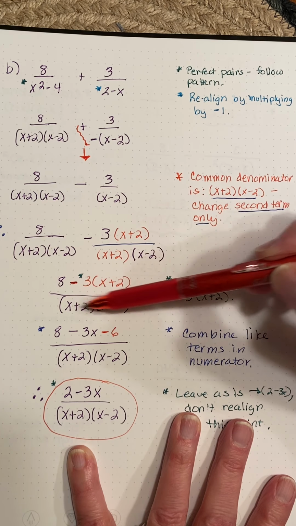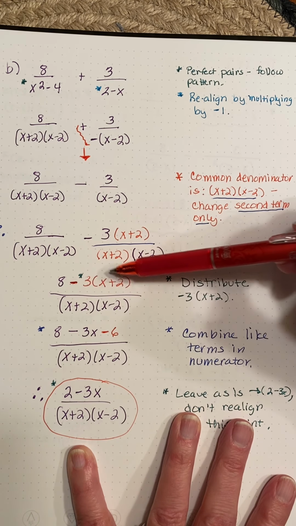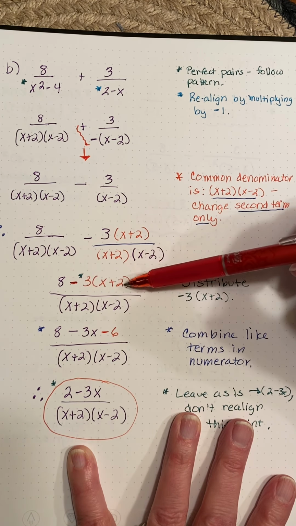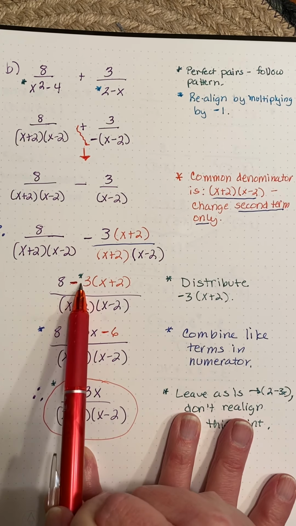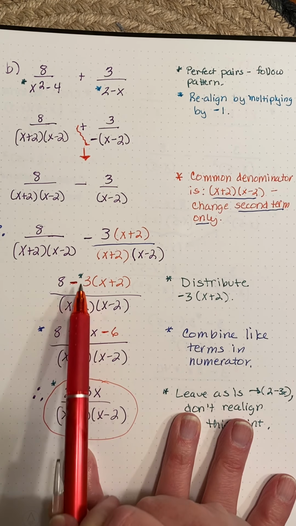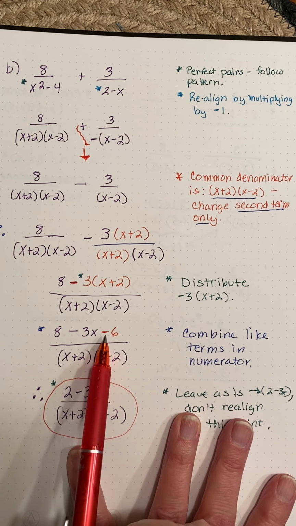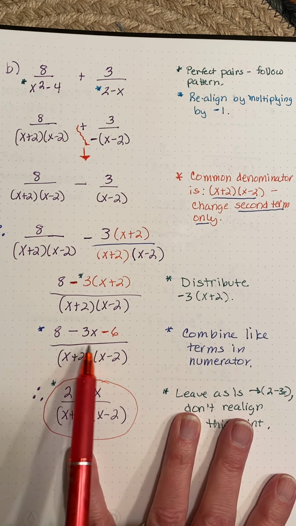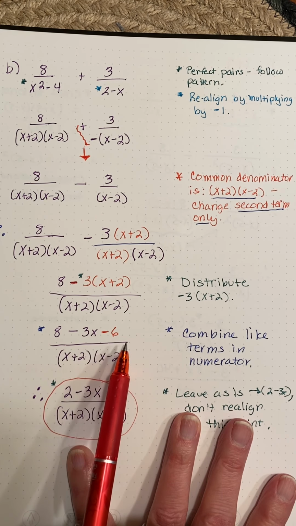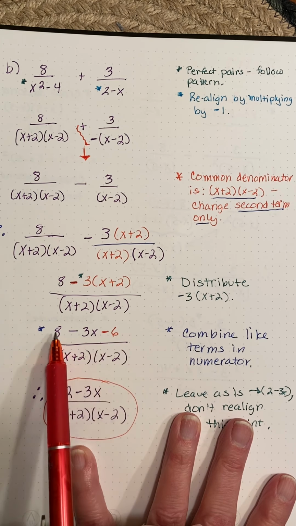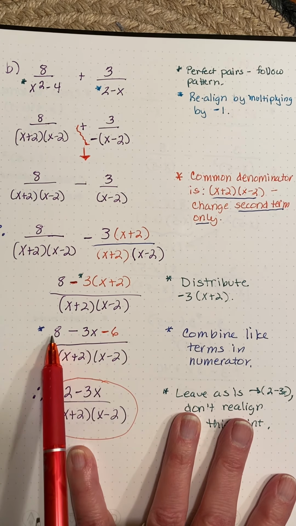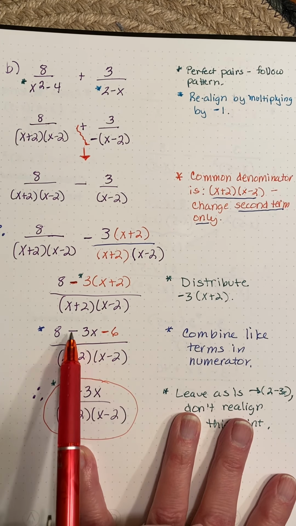At this point, over my common denominator, I need to distribute my negative 3 to the x and the 2. So I'm going to have 8, negative 3 times x is a negative 3x. Negative 3 times positive 2 is a negative 6. Now I combine like terms, and I am going to combine my whole numbers. 8 minus 6 is 2, and minus 3x.